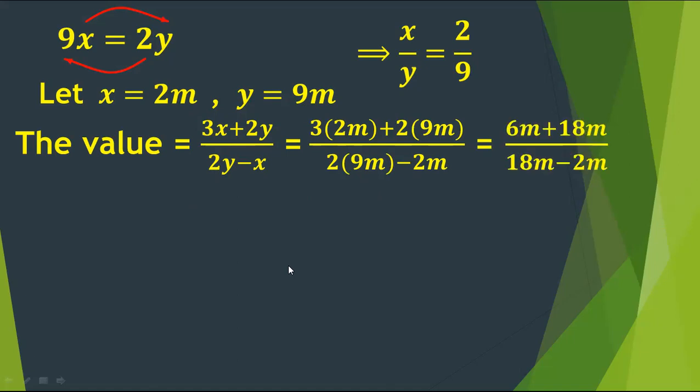Then we can find the value. 3 times 2 equals 6m, 2 times 9 equals 18m, over 18m minus 2m. The numerator will be 6 plus 18 equals 24m, and 18 minus 2, because they are like terms, equals 16m. M up, m down, cancel. Cancel m with m. 24 divided by 16, simplify, or by using your calculator, then the result equals 3 over 2.